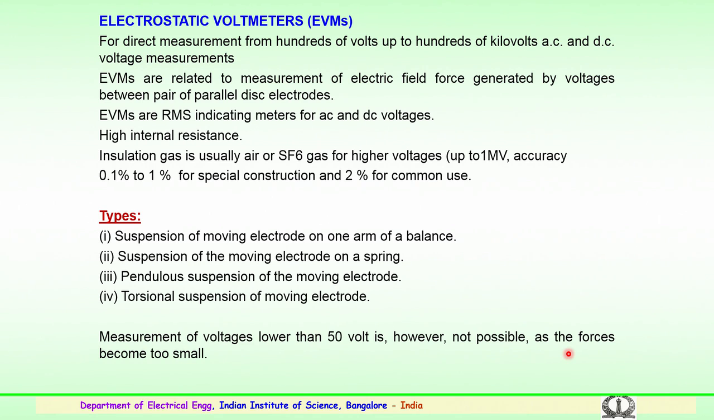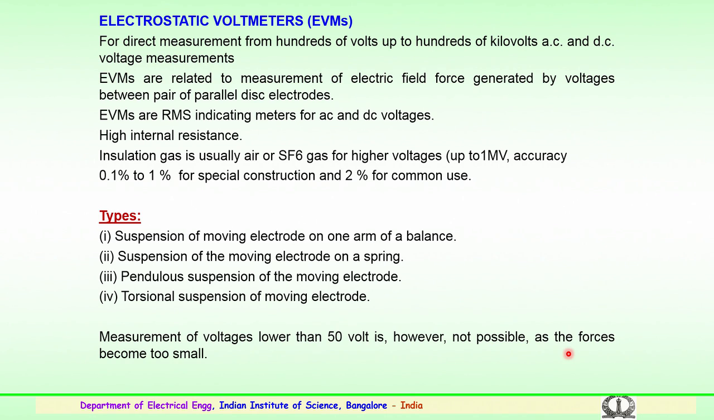These have a very high internal resistance, and the insulation gas used is usually sulfur hexafluoride SF6 gas or air. In the case of very high voltages, SF6 is normally employed up to 1 million volts, and the accuracy obtained using electrostatic voltmeters could be between 0.1% to 1% for a special construction, and in the case of a normal construction 2% accuracy could be seen. So, here there are 4 types of electrostatic voltmeters being used. One is a suspension or a moving electrode on one arm of a balance.